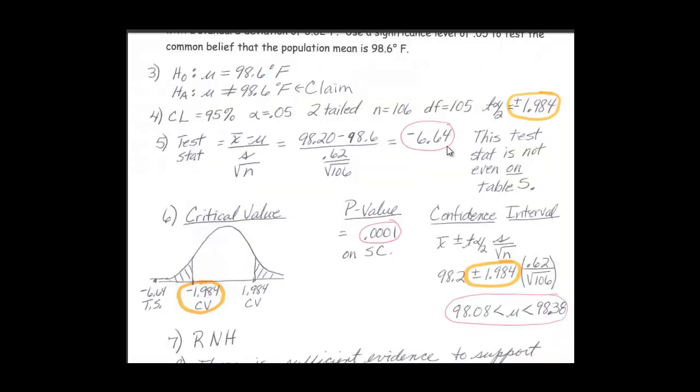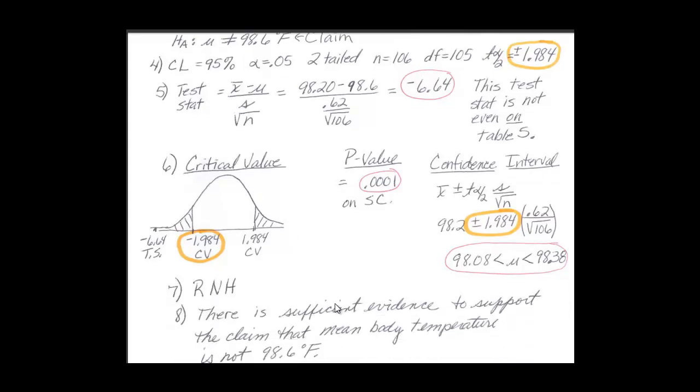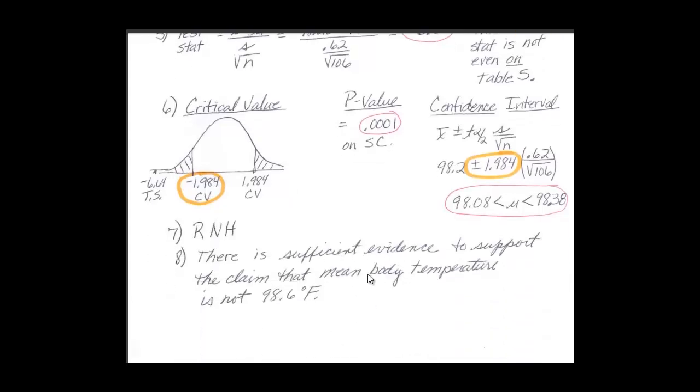And when I go back to my table here, I think I made an error when I wrote down the 8 here, but 98.08 less than mu, and our upper limit is 98.3832. I'm not sure if I got that with the calculator or with StatCrunch. But in either case, 98.6 does not even fall in this interval. So all three methods prove, I shouldn't say prove, but they support that we should reject the null hypothesis. There is sufficient evidence to support the claim that the mean body temperature is not 98.6.